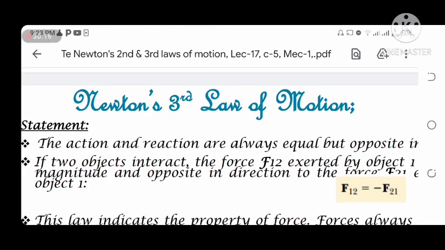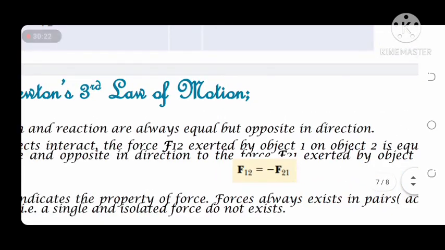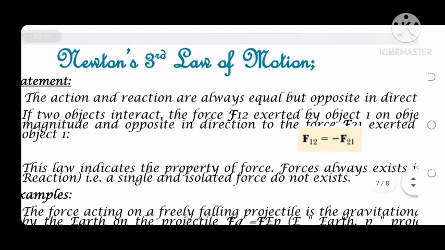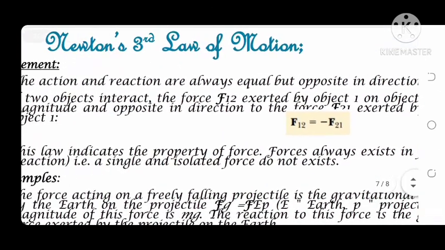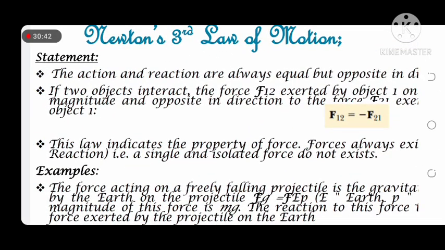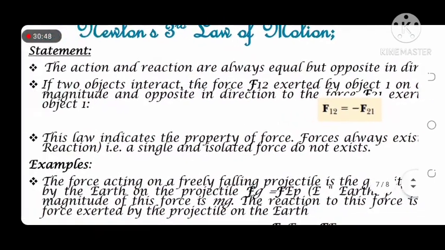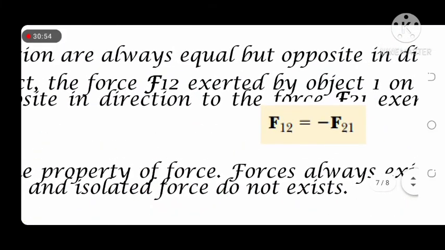That is, action and reaction are always equal but opposite in direction. If two objects interact, the force F12 exerted by object 1 on object 2 is equal in magnitude and opposite in direction to the force F21 exerted by object 2 on object 1. That is, we can say F12 is equal to minus F21.